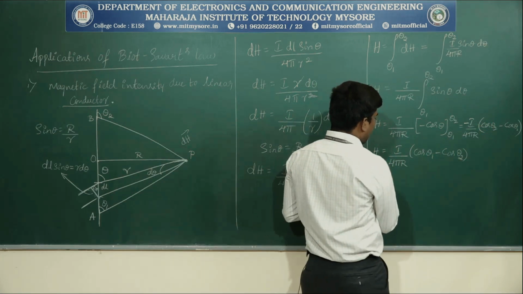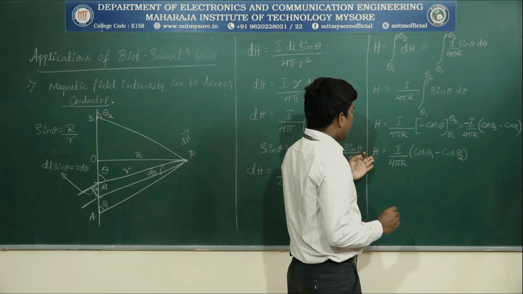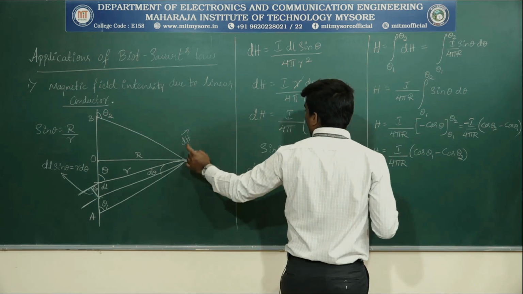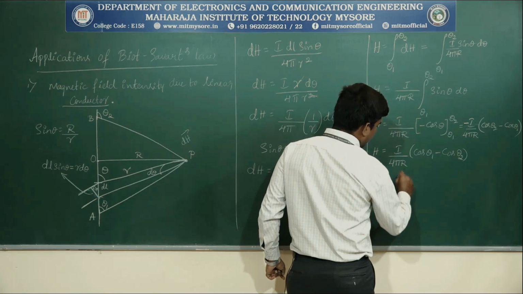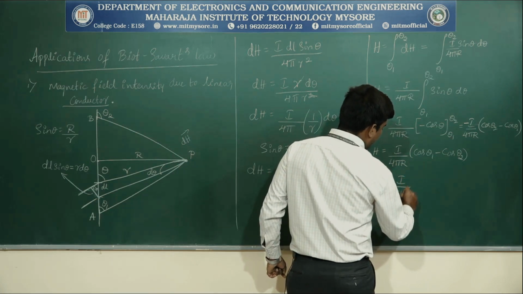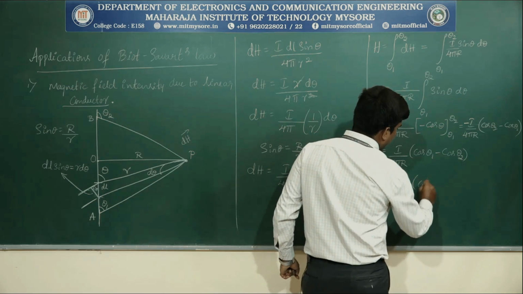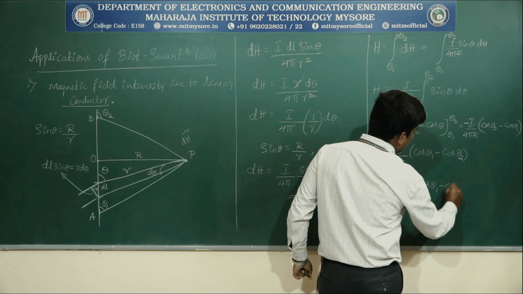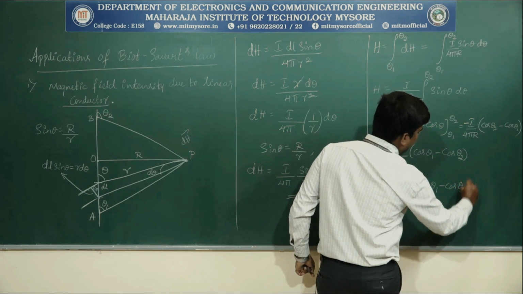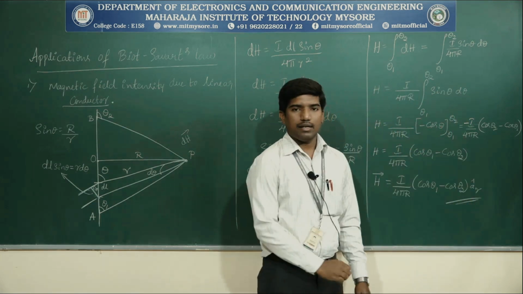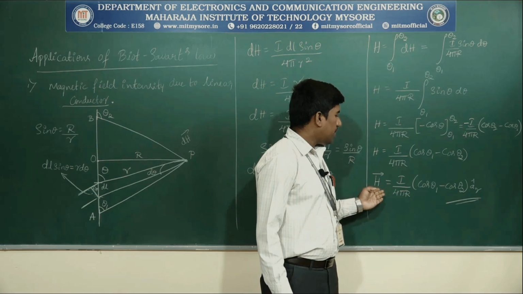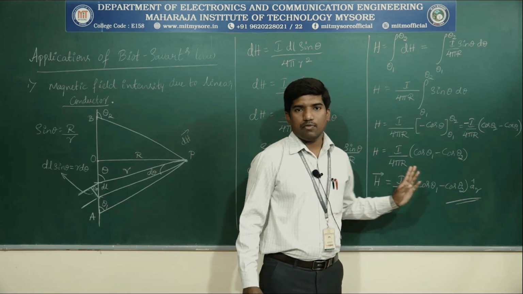This is the magnitude of the total magnetic field intensity at point P. If it is represented in terms of vector, then I divided by 4 pi r times of cos theta 1 minus cos theta 2 into a cap r. This is the magnetic field intensity in terms of vector format.